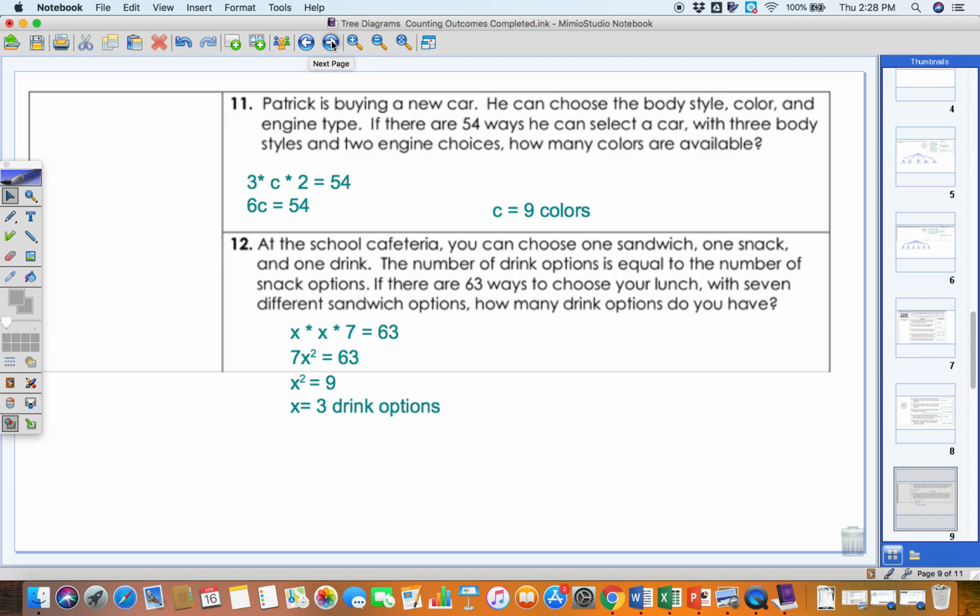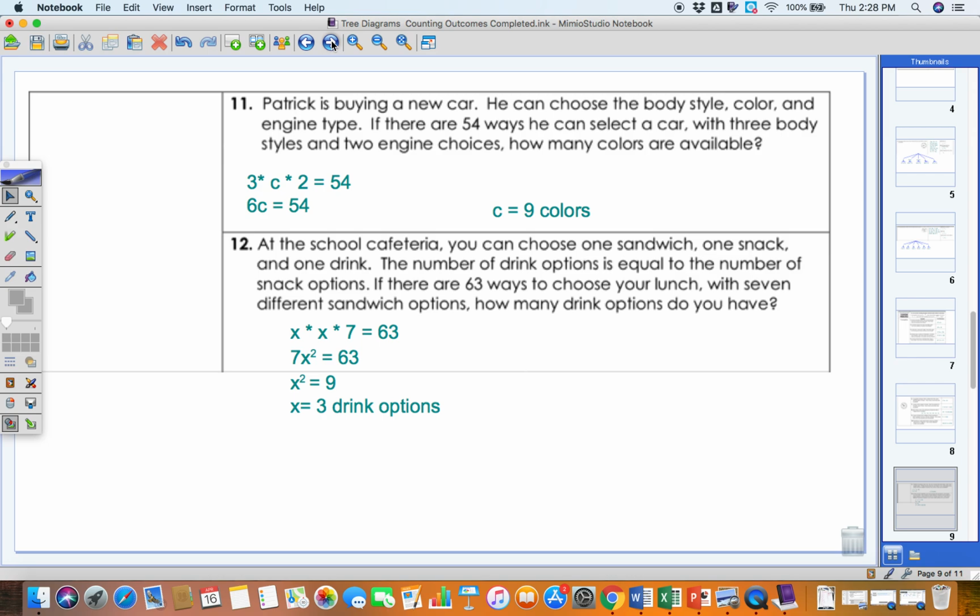This works even if we know the total number of outcomes and we have to work backwards to find one of the options. Patrick is buying a new car. He can choose the body style, color, and engine type. If there are 54 ways he can select a car, with 3 body styles and 2 engine choices, how many colors are available? We multiply body style, color, and engine type together. Body style is 3 and engine type is 2, and colors we don't know, so I'm going to use C for colors. 3 times 2 is 6, so 6C equals 54. You divide both sides by 6 and you get 9 colors.